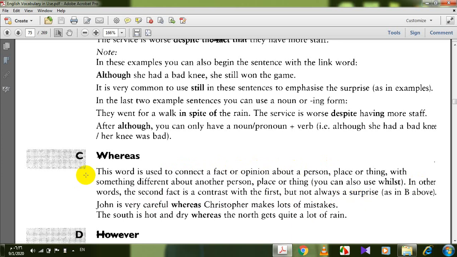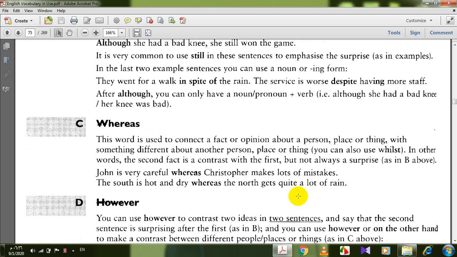So with whereas the second part of the sentence is not a surprise, as in B above. John is very careful, whereas Christopher makes lots of mistakes. You see, the first one is careful, whereas Christopher makes lots of mistakes, he's not careful. So contrast.